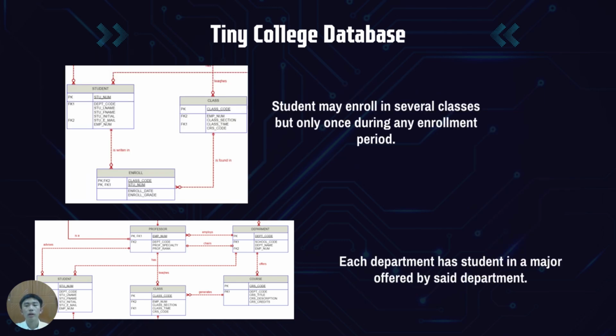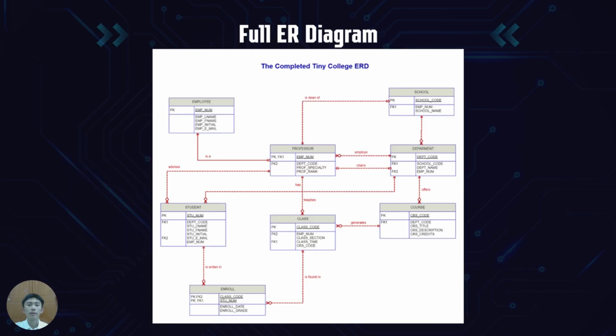For students, they will enroll in several classes but only once during any enrollment period. After that, each student shall only have one major associated with one department. And this is the full ER diagram example.